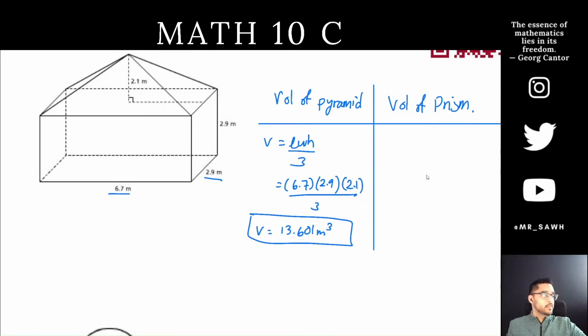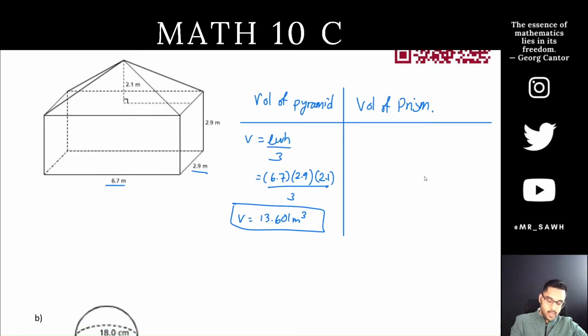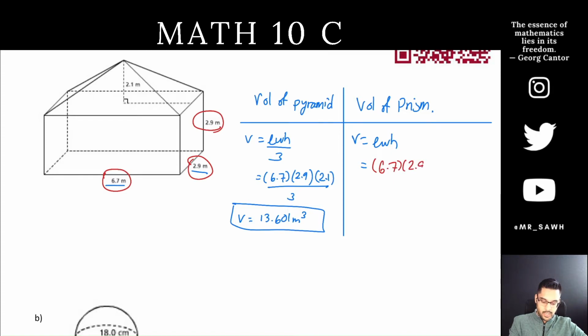We'll do the same thing, find the volume of the prism, and then we can combine them together. So the volume is length, width, height, and again I just need those dimensions of that rectangular prism. This time 6.7, 2.9, and again 2.9. That works out really nicely, so you keep it color coded. So we'll do 6.7, 2.9, 2.9, and the volume of that rectangular prism works out to be 56.347 meters cubed.